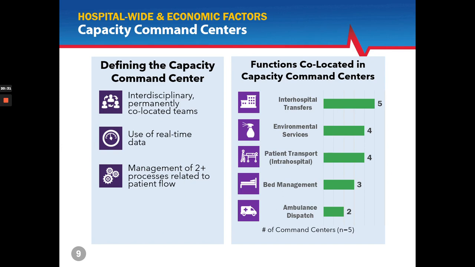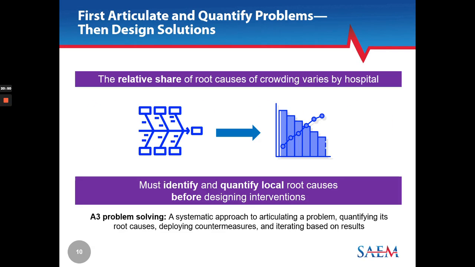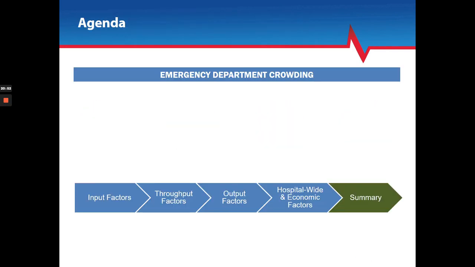What kinds of processes are managed in command centers? Well, this review of 5 command centers found that teams responsible for interhospital transfers, patient transport, environmental services, bed management, those are the functions that are most commonly co-located in these centers. And what's the proposed mechanism behind how these capacity command centers work?